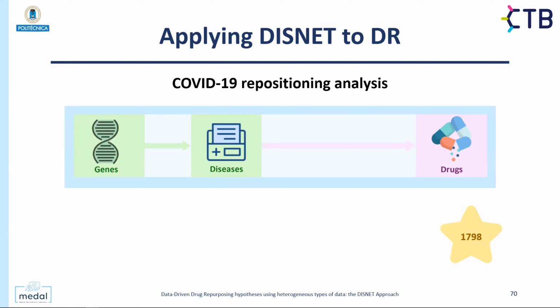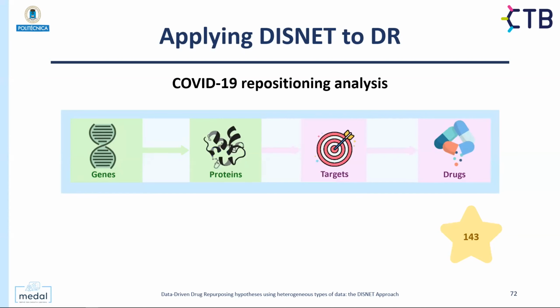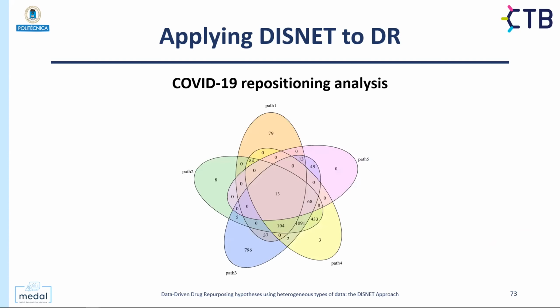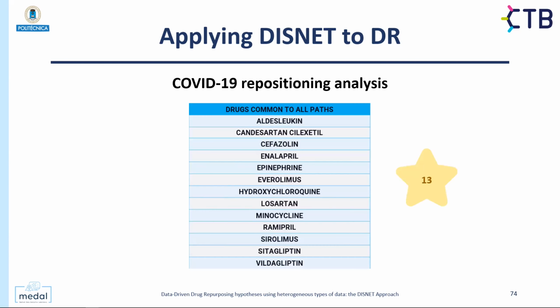Fourth path, from the genes of COVID, give me all the diseases that have these genes associated. Of course, one gene is associated with more than one disease, and give me the drugs that treat those diseases. And we get near to 1,800. And the final approach, from the genes, give me the proteins, and give me all the drugs whose targets are those proteins, 143. And we combine everything. And we get that in the intersection of these five paths, we only have 13 drugs, these ones.